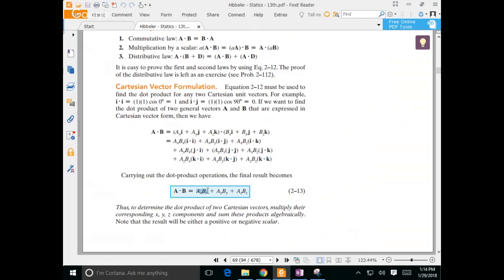So what you see down here is this term, which came from here, this term, which came from here, and this term, which came from here. And that's all you get. So really, when you see two vectors with 3 components, say you have x, y, z here and x, y, z here, you just multiply these 3 numbers, add them up, and that gives you the dot product.